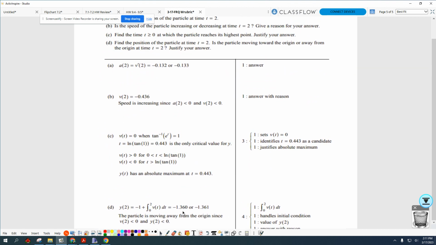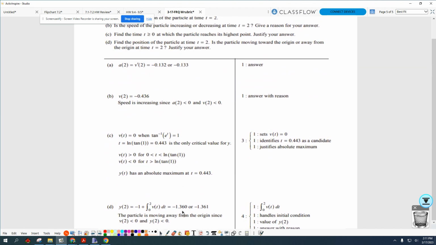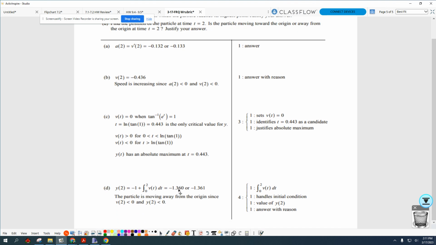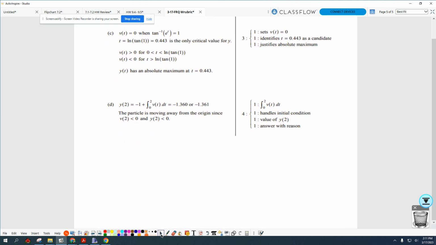Okay, the last piece says, find the position of the particle at time 2. Is the particle moving toward the origin or away? Well, where is the particle at 2? You gotta reread the question for that little known piece of information that we didn't use yet. It says at time 0, sorry Natalie, step 1 and 2 was read the question. So where did you start at time 0?